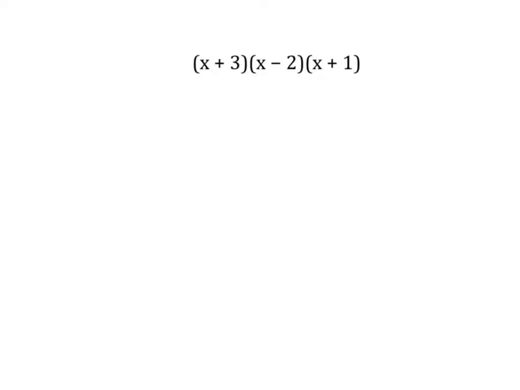So we're going to expand the triple bracket here. The first thing I'm going to do is expand the first two brackets, so it's going to be a double grid. x plus 3 times x minus 2.